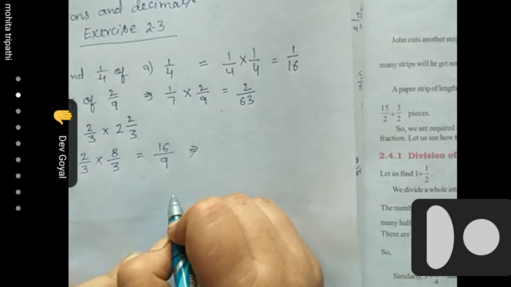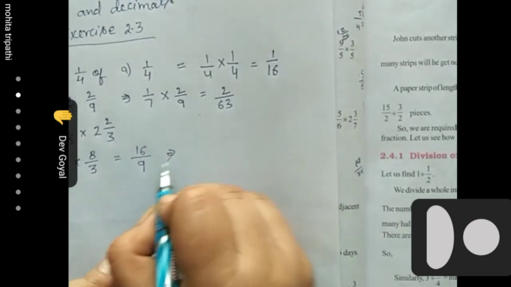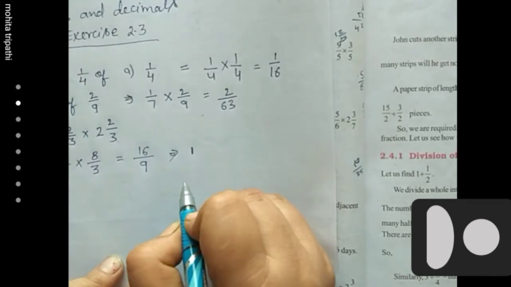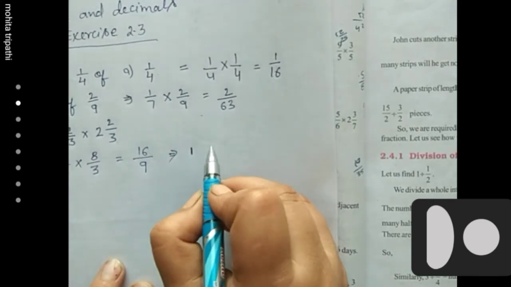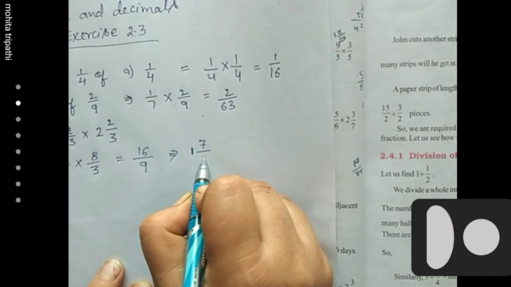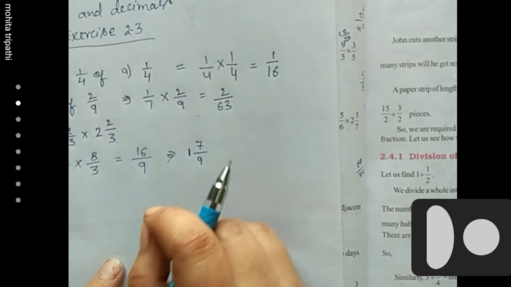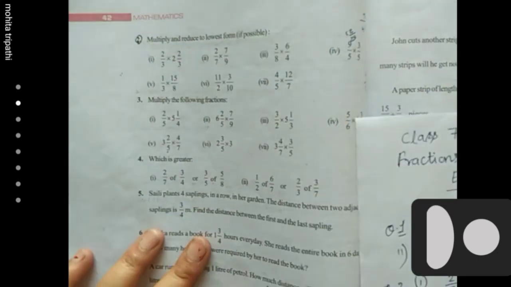If it is possible to reduce it to the lowest form, then it is okay. If it is not possible, then convert it into a mixed fraction. How to convert? Just see. It is 9 ones are 9. What is the remaining term? That is 7 upon 9. So this is the way you can convert it into a mixed fraction. Let us see one more part.